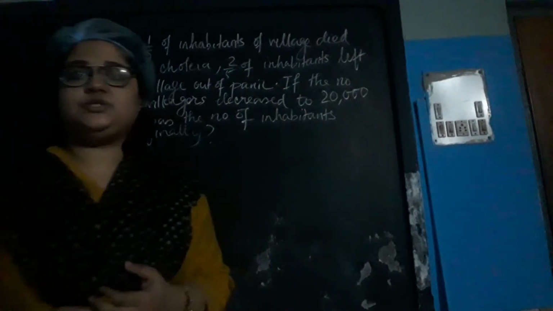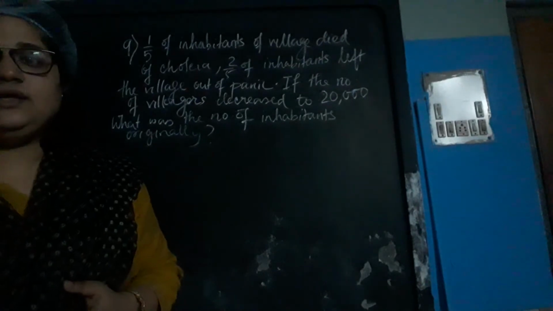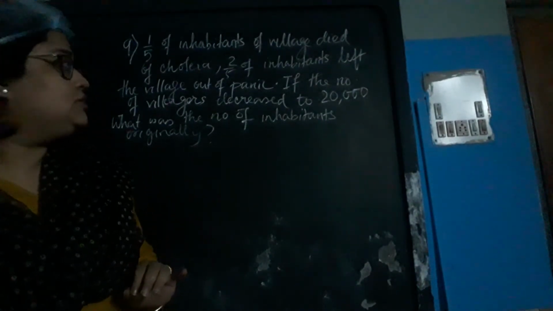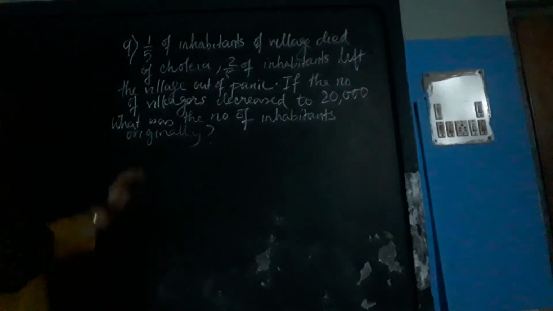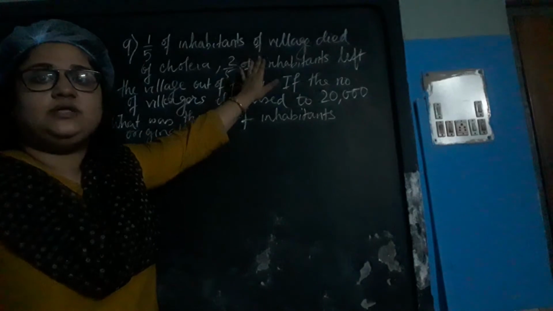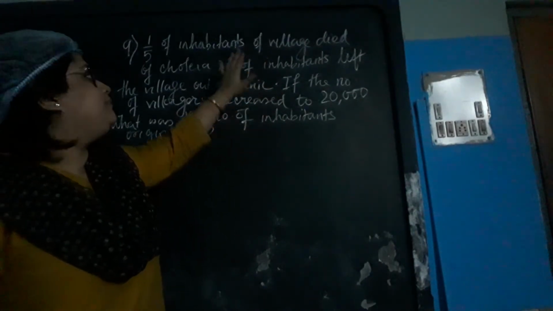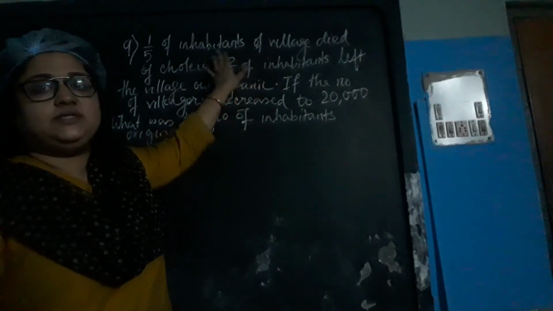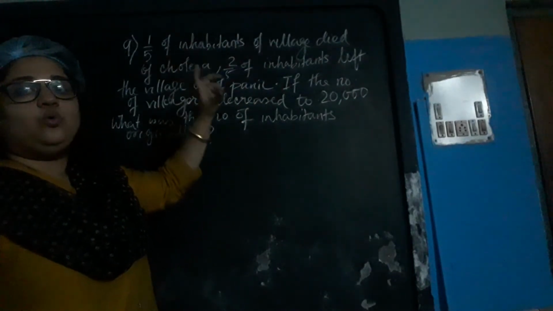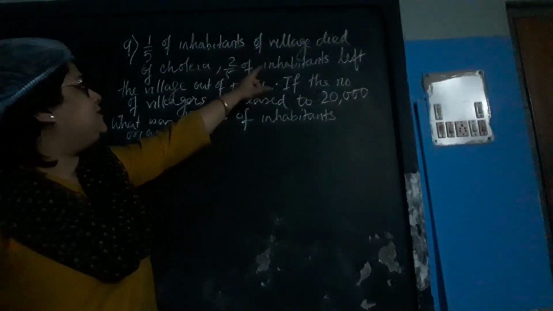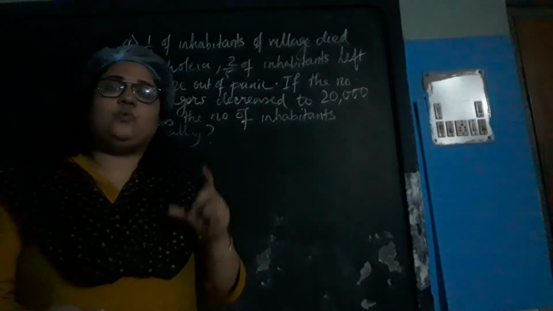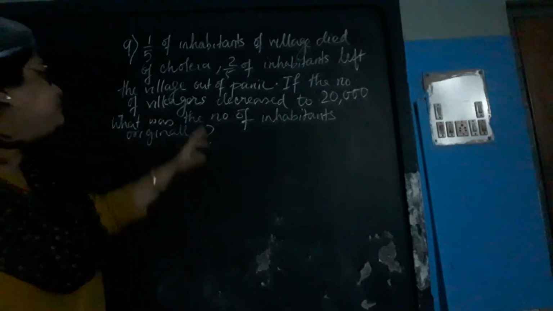The next question, that is question number 9, looks big but it is simple. So what it is telling, 1/5 of inhabitants. Inhabitants means those who are living, of village. That means these are the people who are living in village. Out of them, only 1/5 people died of cholera. So due to cholera disease, 1/5 died.